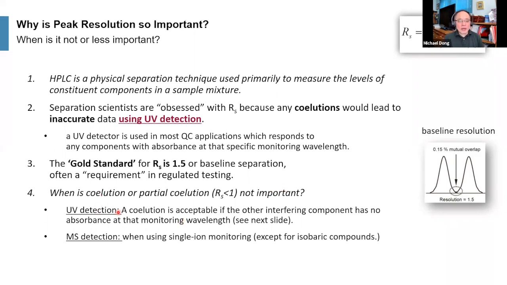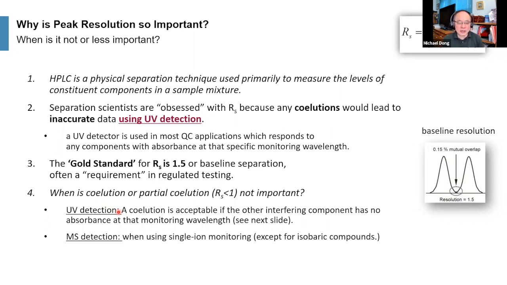Okay, now here's the question: when is coelution or partial coelution acceptable? I'm talking about resolution less than 1, which is not baseline. When is it not important or less important? So I can see two circumstances, right?